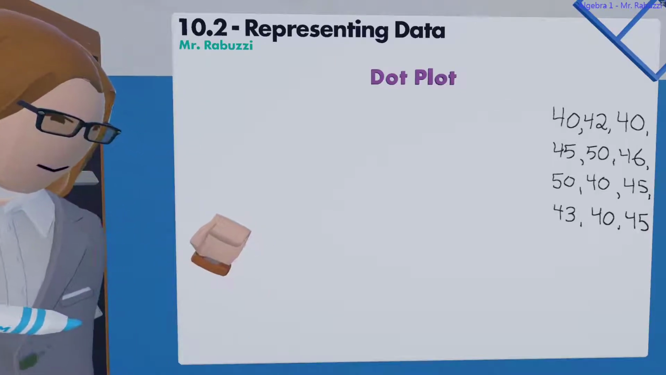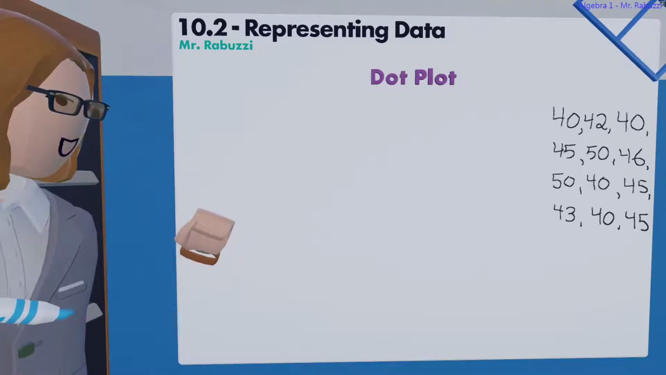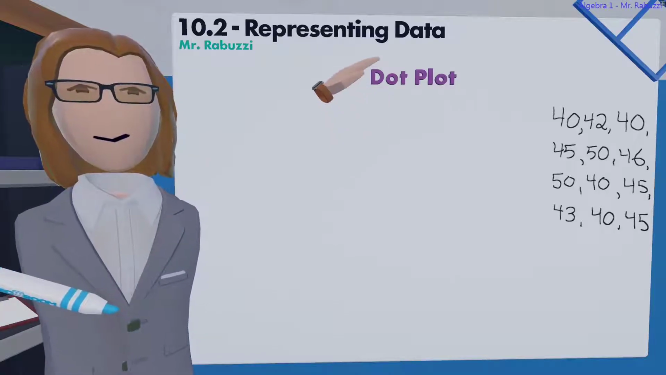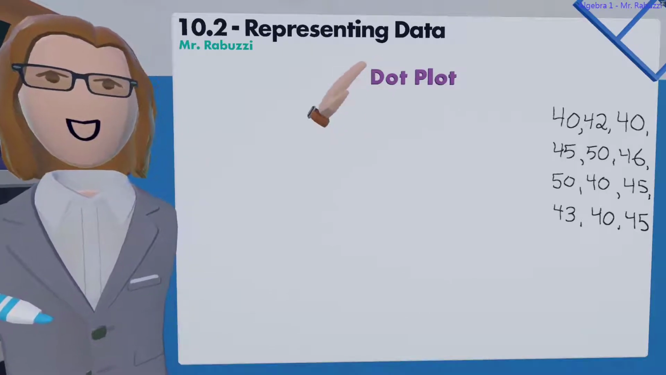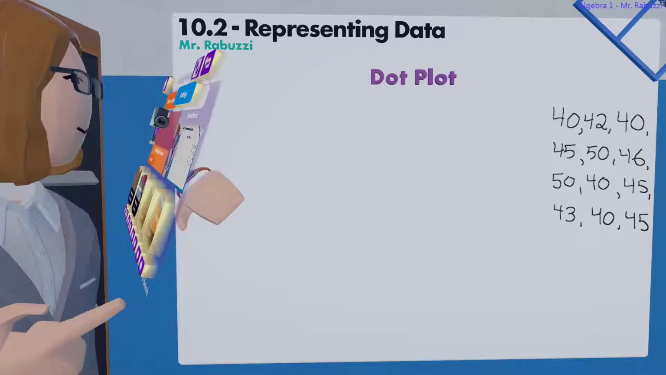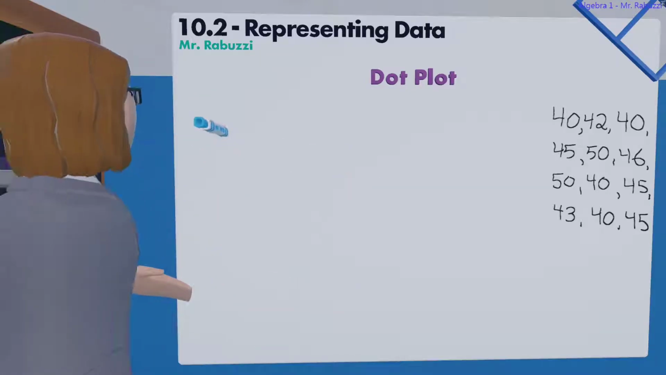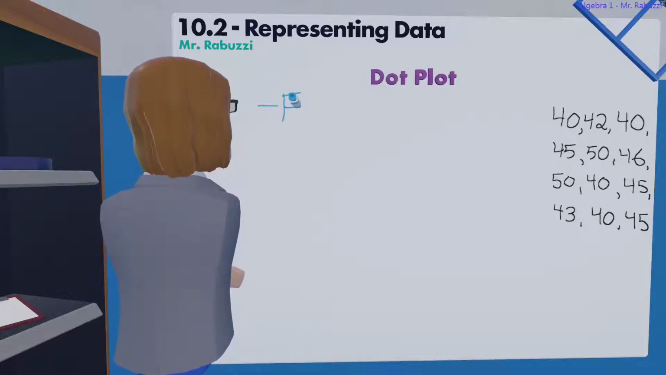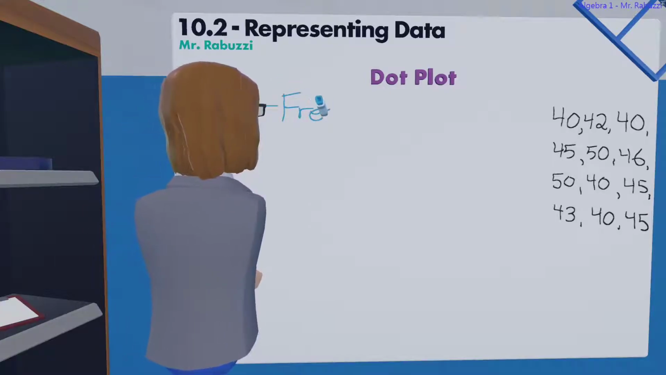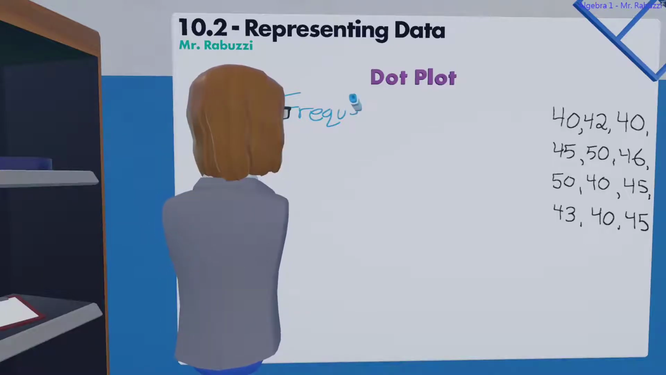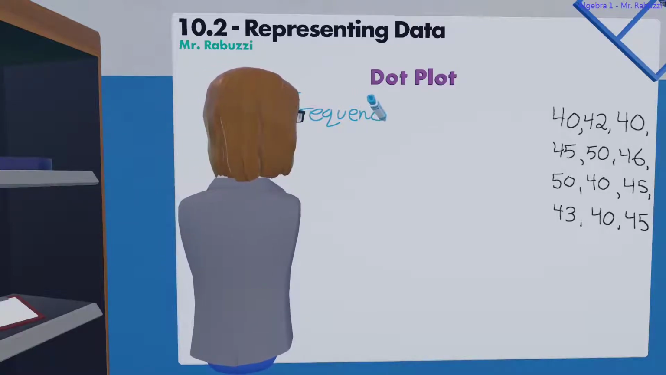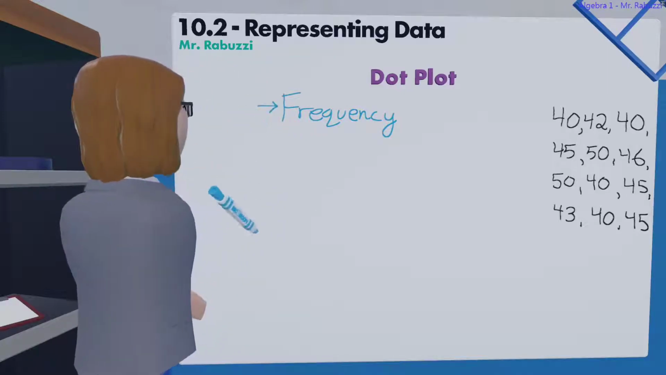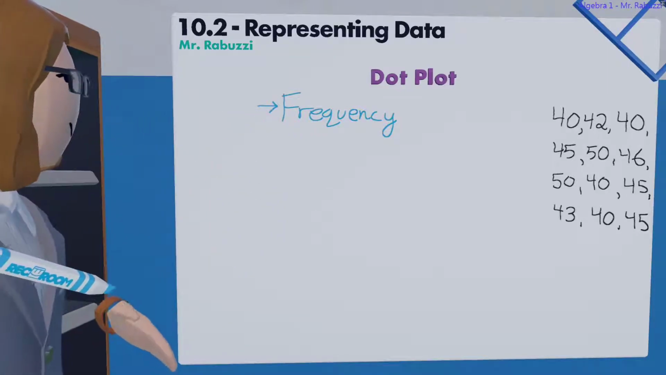So we're going to start with an idea called a dot plot. You probably have seen something like this. And it's pretty easy. What it does is it measures the frequency. How often does a score or a height or one data point, one value show up? So it shows us the frequency of data, right?